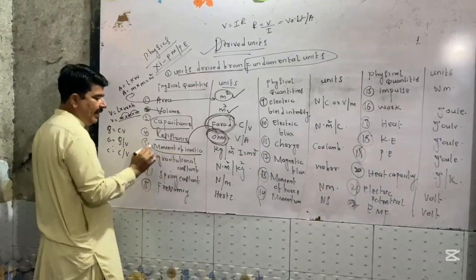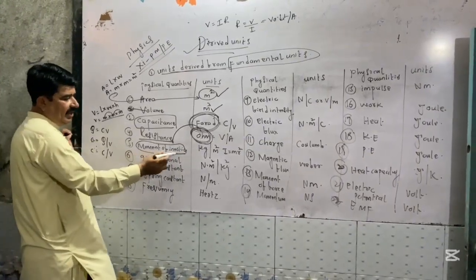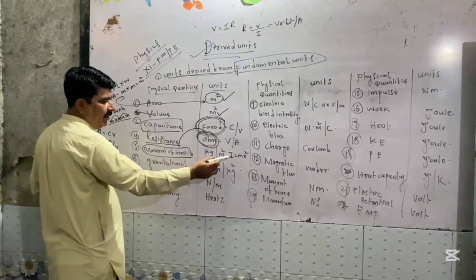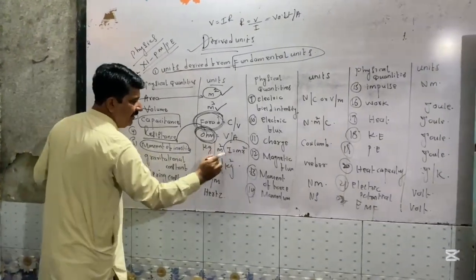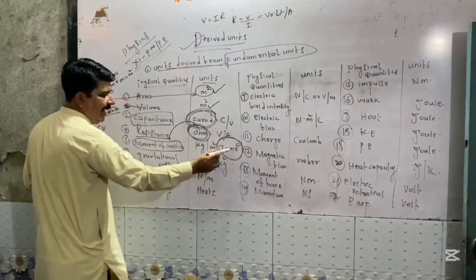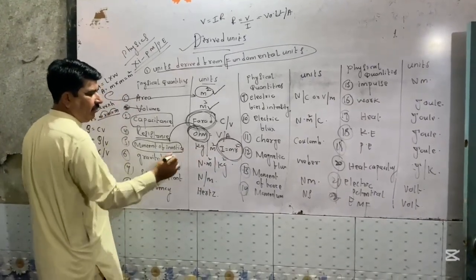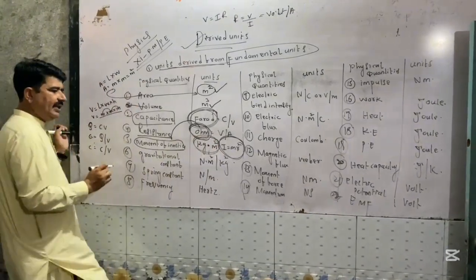Next one is moment of inertia. Moment means angular. We use moment of inertia in rotational motion. The formula is I is equal to mr square. m is mass in kg, r is radius in meter, so we write meter square. Kg dot meter square is the unit of moment of inertia.